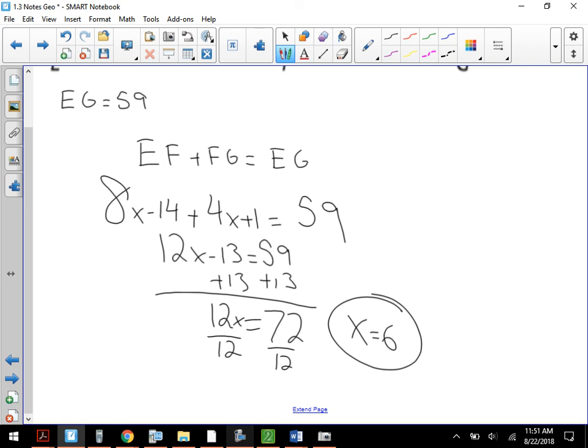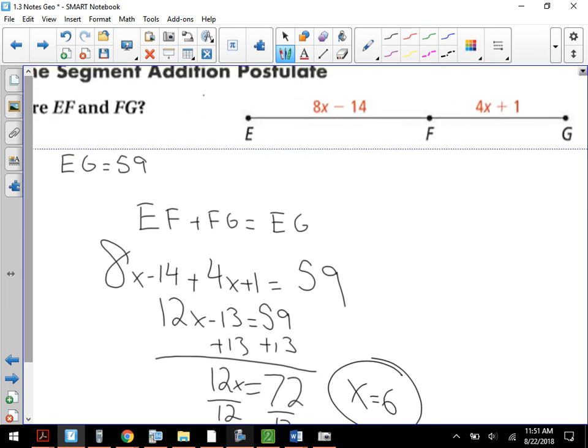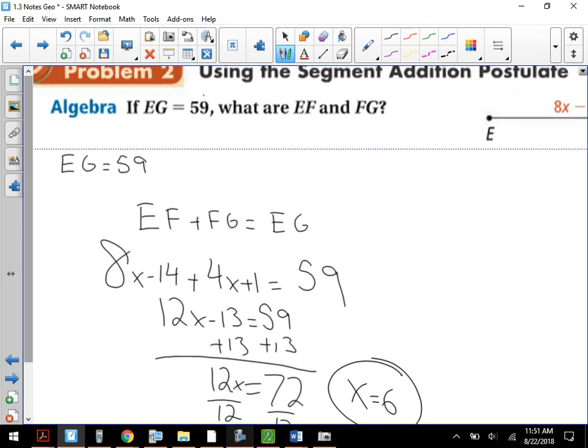In algebra, 8 times out of 10, you were just solving for x and didn't have to do anything else with it. Every once in a while, you might have to do something with it. In geometry, more often than not, you're going to have to do the next step. In this problem, the original problem stated, what are segments EF and FG? That would be the type of thing written in a textbook or on a worksheet, where you're not only solving for x, you have to go back and substitute in to find the segments.